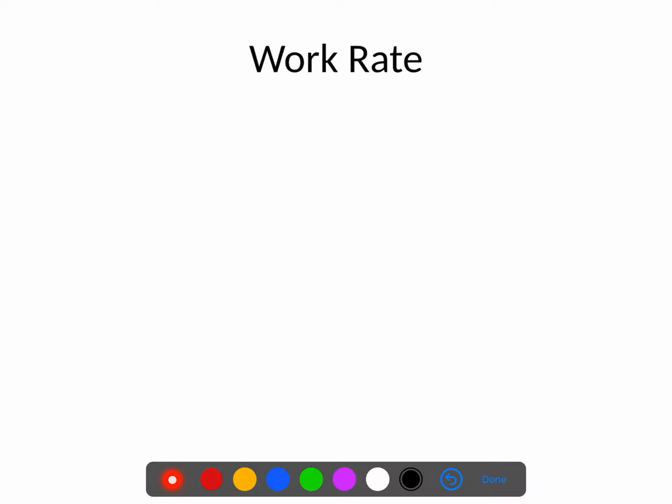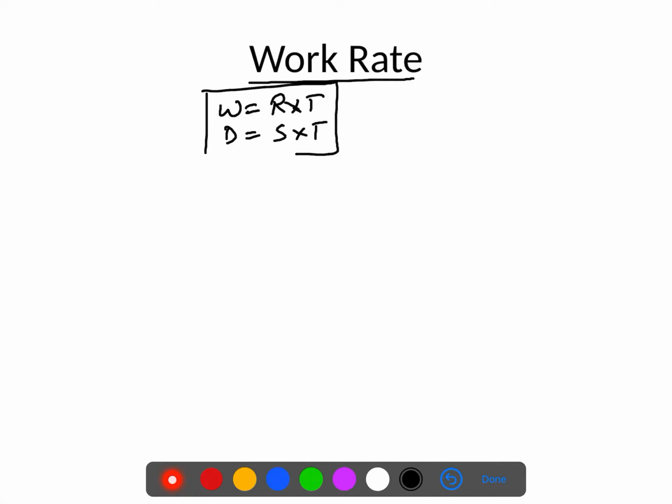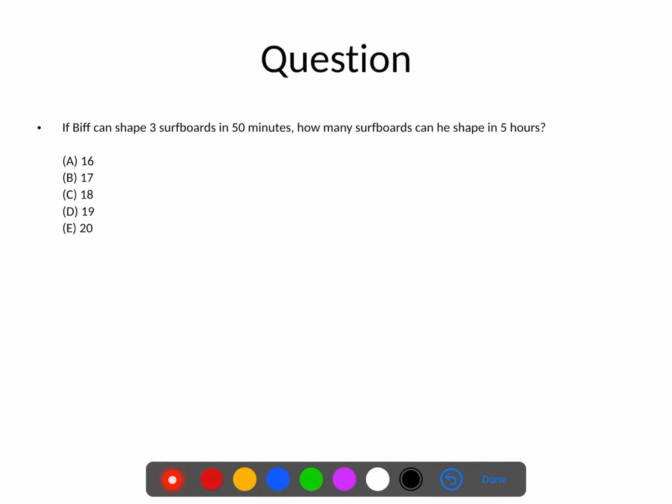Now work rate. Work is equal to rate into time, the way distance was equal to speed into time. So in that sense, they are the same. But the questions could be a little different. So let's go to the question itself. But the basic formula remains: work is equal to rate into time.